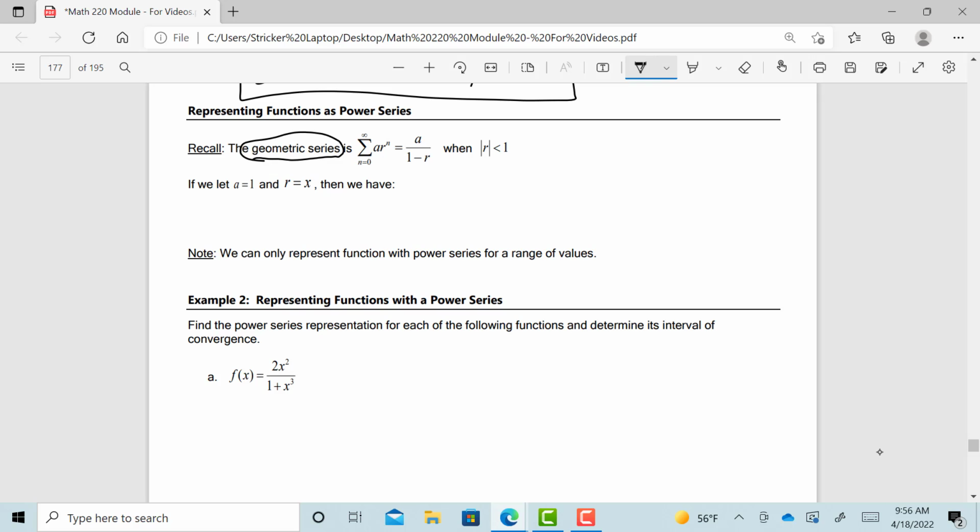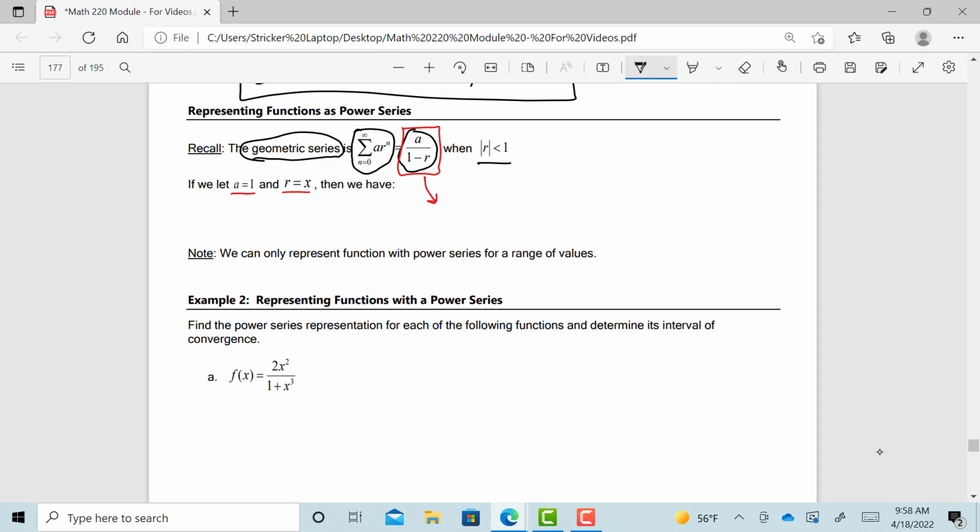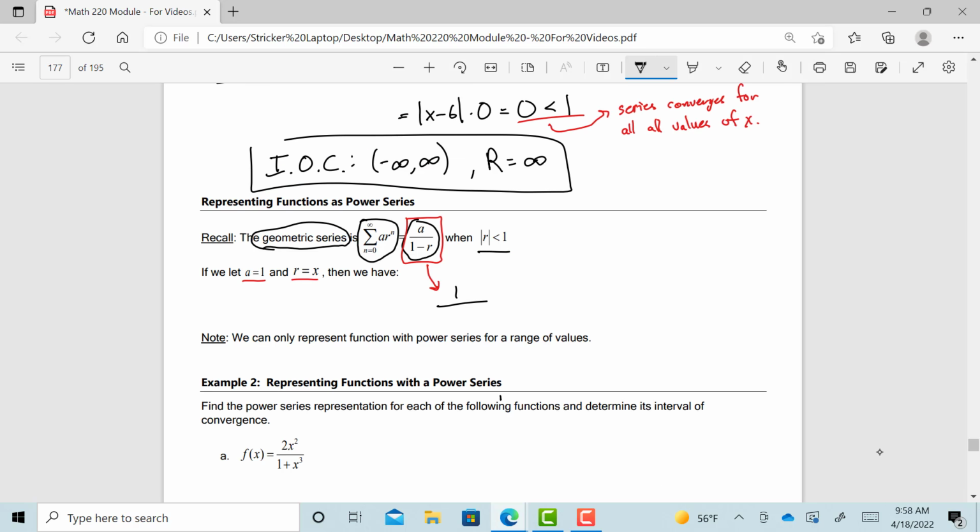If you'll recall, our geometric series always converges, or always has a sum a over 1 minus r, as long as the absolute value of r is less than 1. Okay, so how are we going to use this? Well, specifically, we're going to let the first term be 1, and we're going to let r equal x. And let's see how that changes things. Well, if that's the case, then this sum a over 1 minus r becomes 1 over 1 minus x.